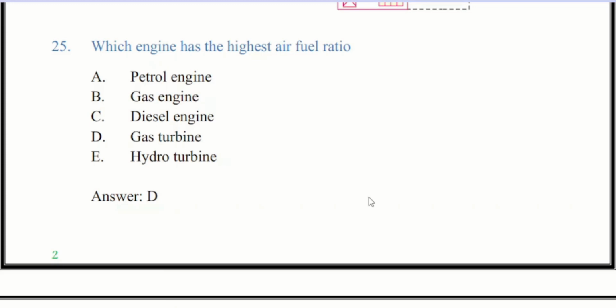There are different ratios I am going to tell you. Petrol engine ratio is about 14 to 1. Gas engine ratio about 14.7 to 1. Diesel engine ratio below 14 to 1. Hydro turbine, the air-fuel ratio varies from 60 to 1 to 120 to 1.